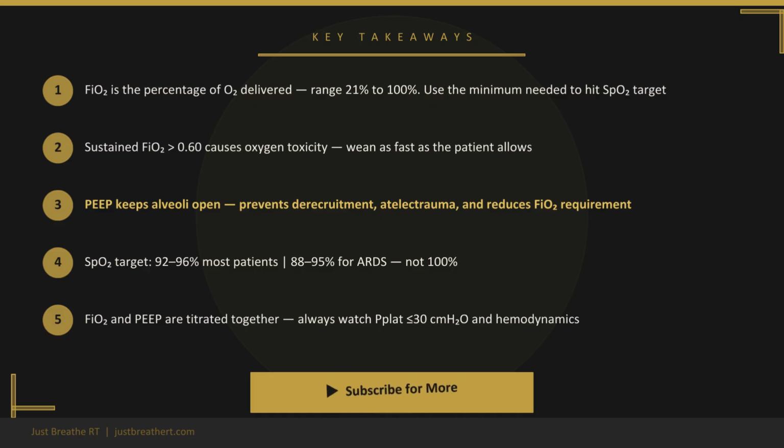And that is the mindset. Not chasing a number on the monitor, but managing oxygenation as a system. FiO₂ delivers the oxygen. PEEP positions the lung to use it. You are the one making sure both are working together for the patient in front of you. That is a responsibility worth taking seriously.